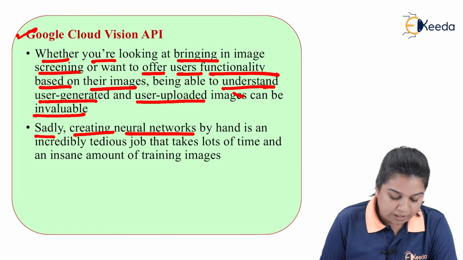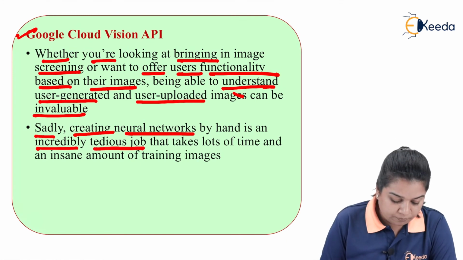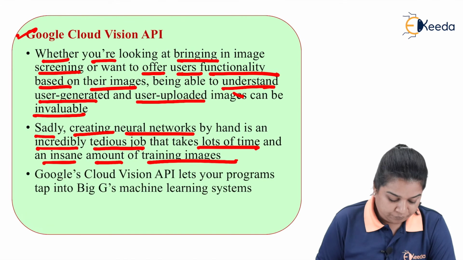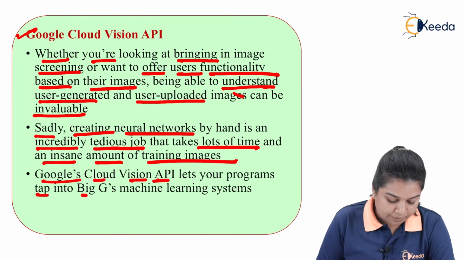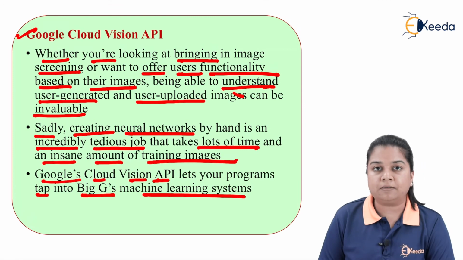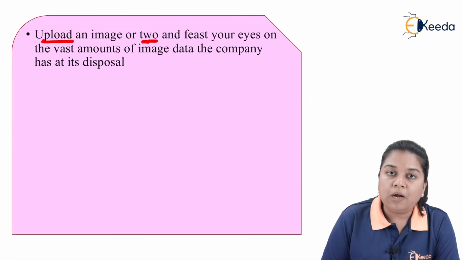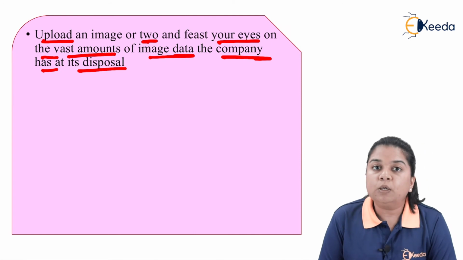Sadly, creating neural networks by hand is an incredibly tedious job that takes lots of time and an insane amount of training images. Google's Cloud Vision API lets your programs tap into Big G's machine learning system. Upload an image or two, and feast your eyes on the vast amounts of image data the company has at its disposal.